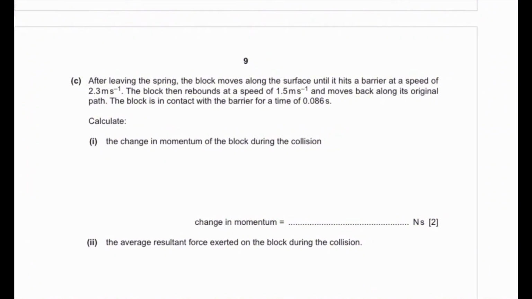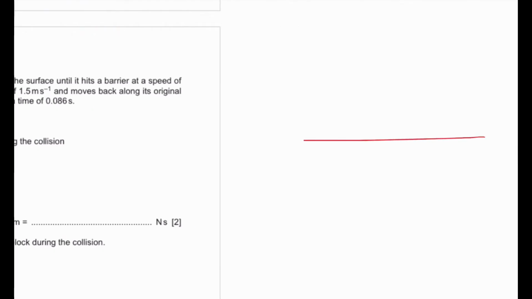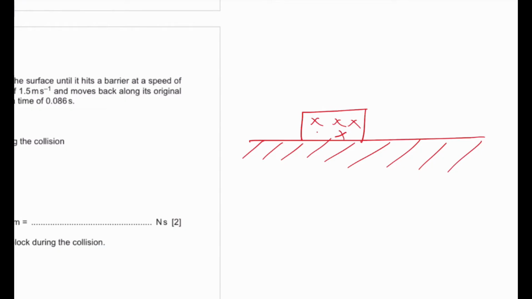After leaving the spring, the block moves along the surface until it hits a barrier at a speed of 2.3. Okay, so let's draw this. Basically we have something like this. This is our surface, and we have our block, which is something like that.